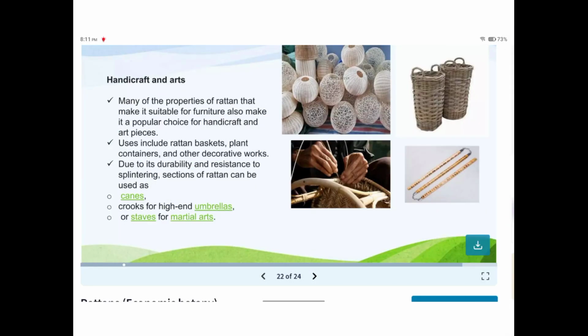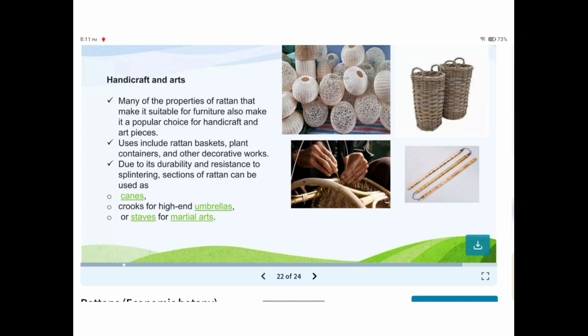So let's move further, and then we have handicrafts and art, because I already told you about the furniture. If something is used in furniture, then automatically it will also be used in handicrafts. Many other properties of rattan make it suitable for furniture. Obviously, it also makes for handicrafts. In handicrafts, you can make baskets, plant containers, decorative works.